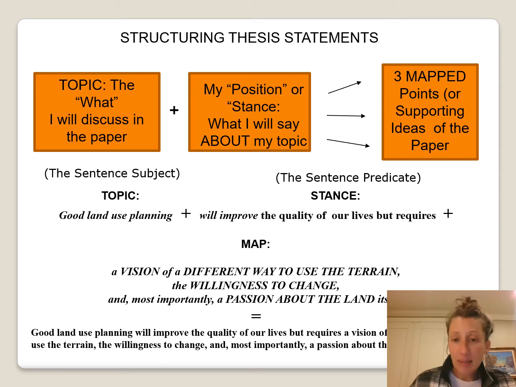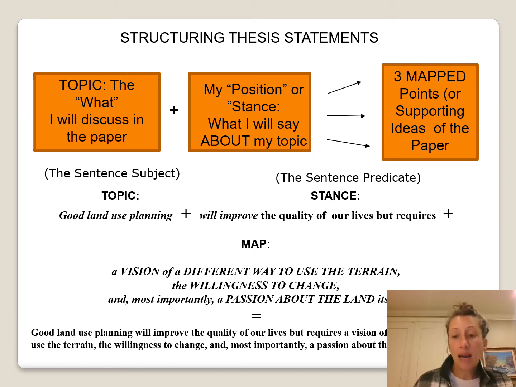And then the last building block is actually 3 things, and this is what I called in the last slide an essay map. So 3 mapped points, and these are supporting ideas for the paper. My 3 supporting ideas for this particular thesis statement are a vision of a different way to use the terrain, the willingness to change, and a passion about the land.